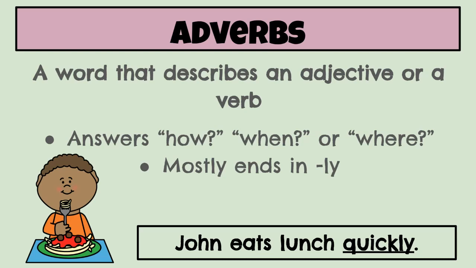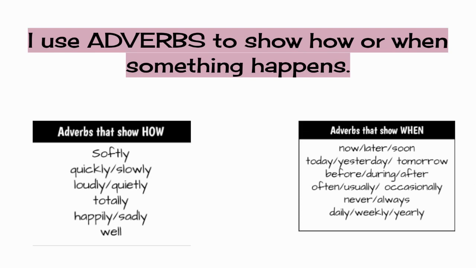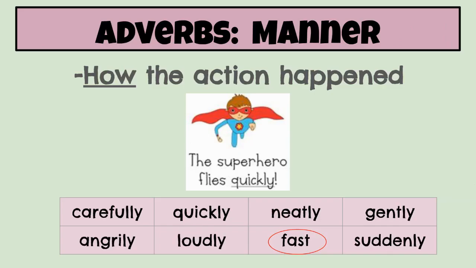That's the adverb. So I use adverbs to show how or when something happens, and here are some examples of some adverbs that show how, such as I pet the kitten softly. Totally, happily. Well does not have an ly on the end because it's the adverb for the word good. We don't say goodly. Okay, adverbs also show when, such as now, soon, before, occasionally. It tells when. So adverbs describe the manner, how the action happened.